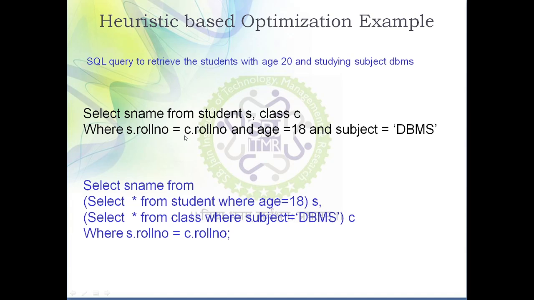We know that in the case of a join operation we are performing two things: one is a Cartesian product and the second is a selection operation. In the Cartesian product we join every row of the first table with every row of the other table. So in this case we have to combine more rows, but in the other case we need to consider only a few rows, because first of all we apply the selection operation, which helps us to reduce the number of rows. So this is an example that you can use in case of heuristic based optimization.